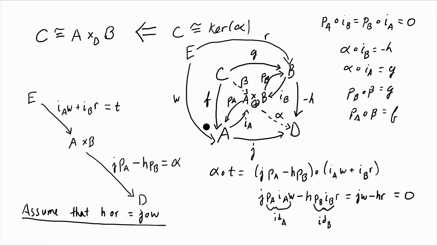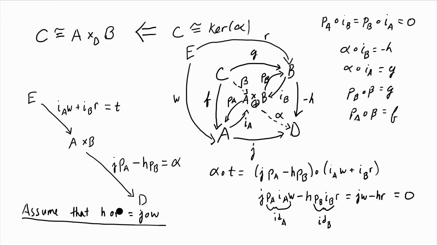We get a map from E to this direct product, sorry. So we get a morphism from E to this direct product, given a sum of this route plus this route. Now, okay, and then if you run through alpha right here, assuming that you actually have equality, that h of r, not negative h of r, but positive h of r, is equal to j of w. We're going to use that assumption.